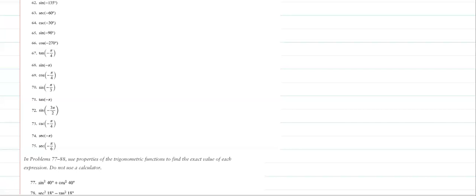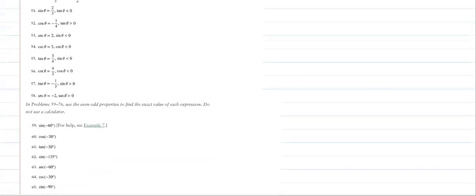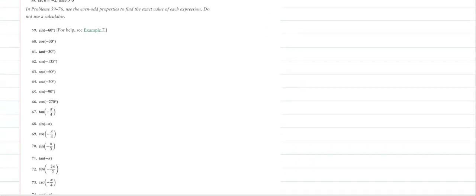Let's see the next set of problems. Okay, so those are repeating. All right, so here we are asked to use the even odd properties and we have to find the values without a calculator.